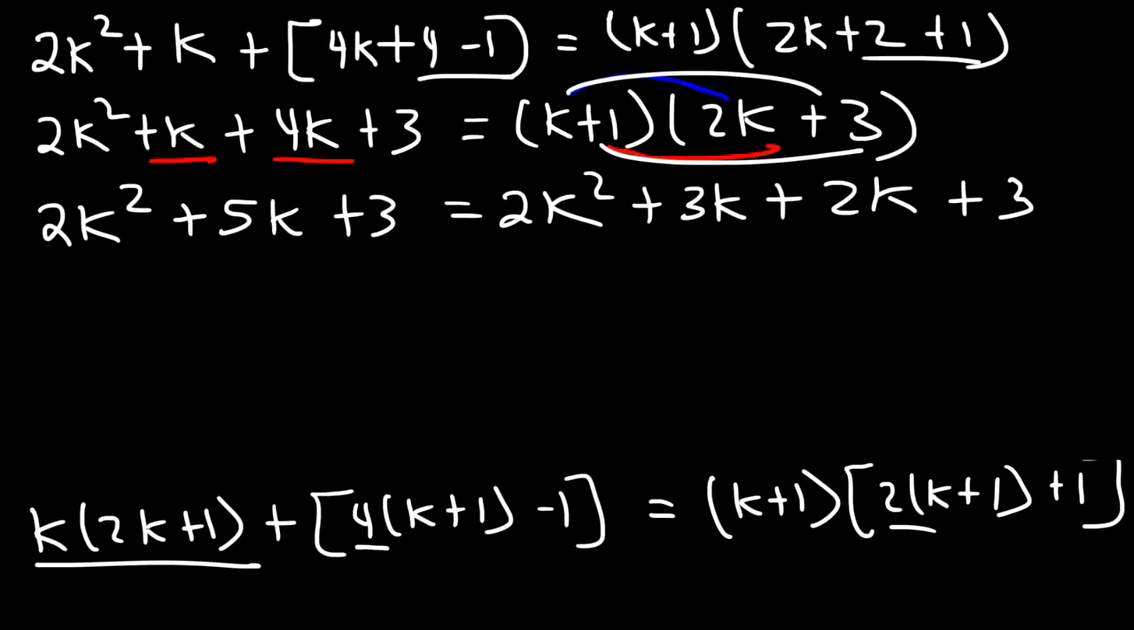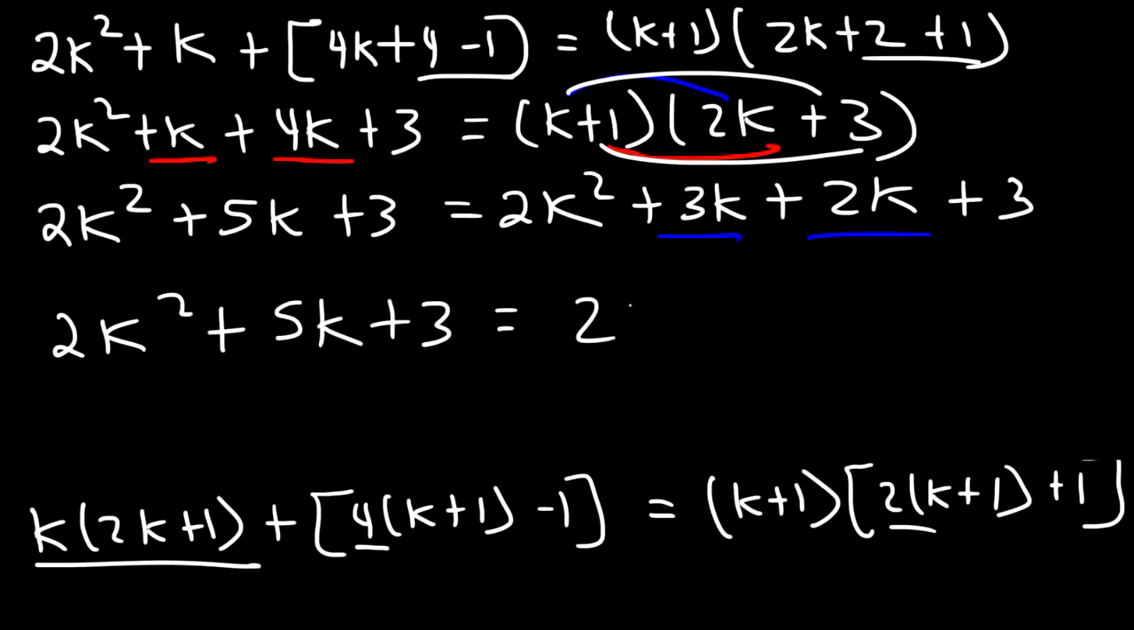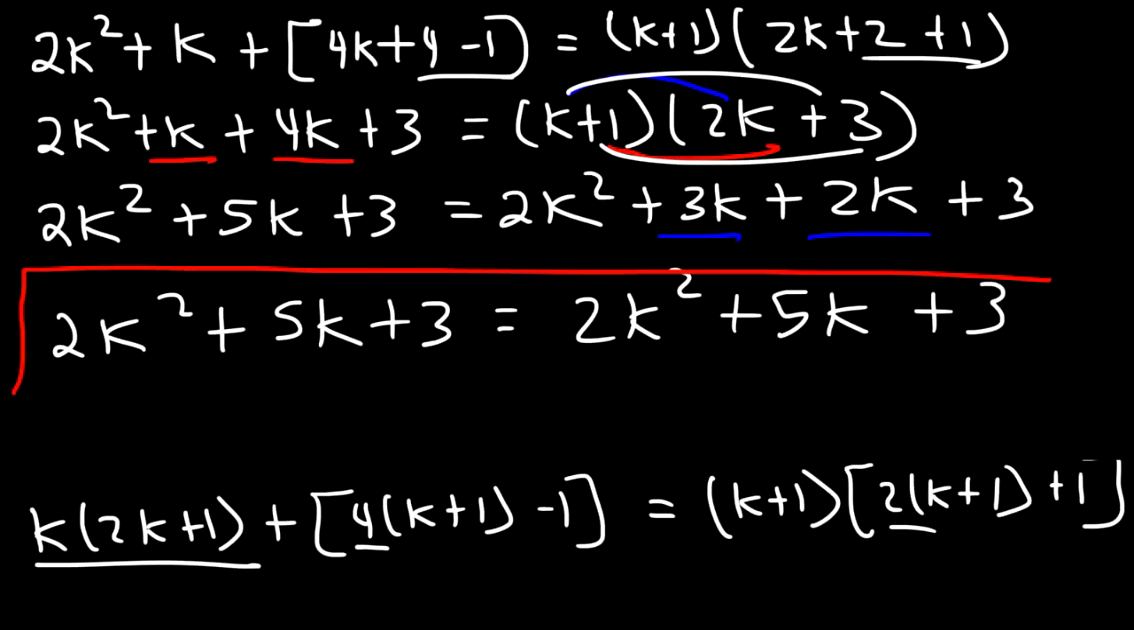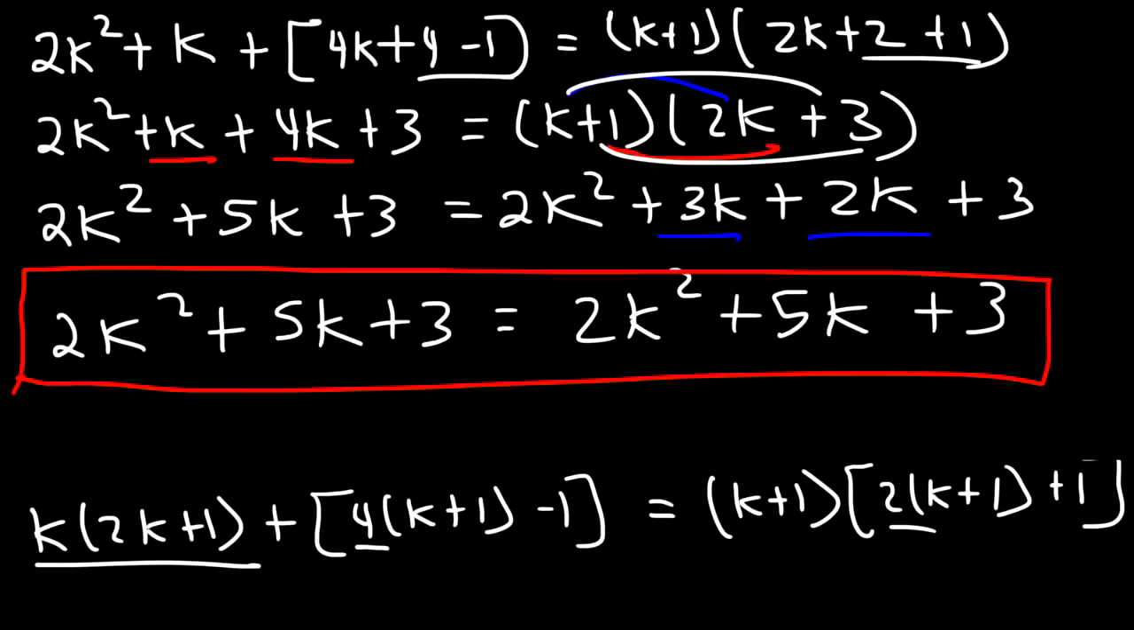On the right side, let's combine like terms. 3k plus 2k. So on the left, we're going to have 2k squared plus 5k plus 3. And on the right, we're going to have the same thing. 3k plus 2k is 5k. So the left side is equivalent to the right side. So that's how we can prove that the original statement is true for any value of n. And so that's the basic idea behind a mathematical induction.